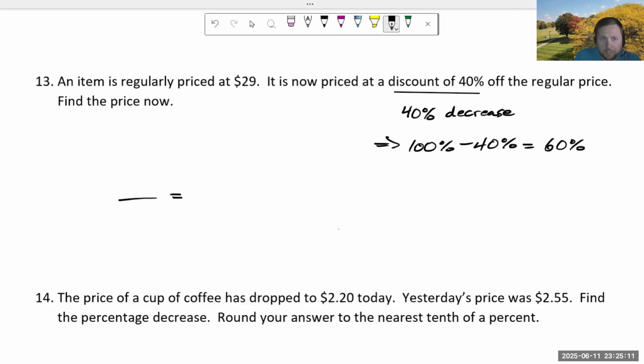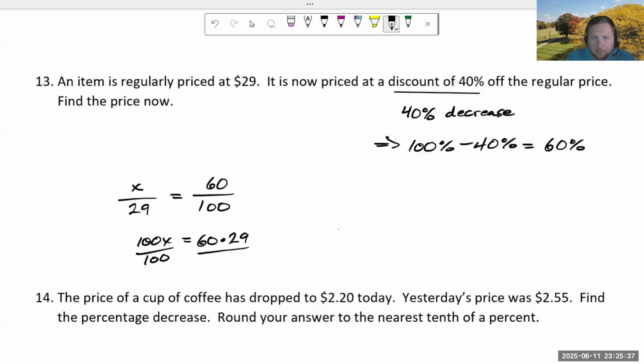And I can use proportions, however I want to handle that. So I have that. The regular price is $29. So that's going to be across from the 100. And what we're trying to find is the discounted price. Okay, so I have 100x equals 60 times 29.